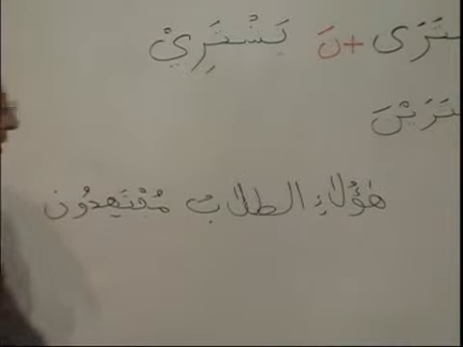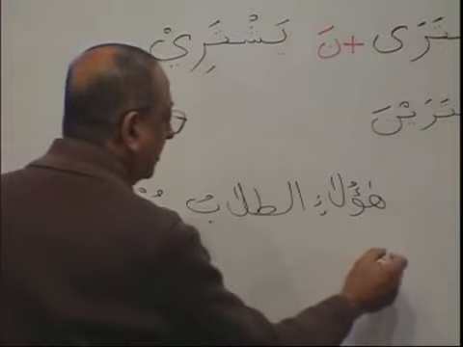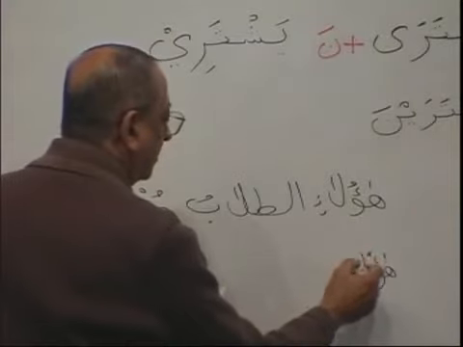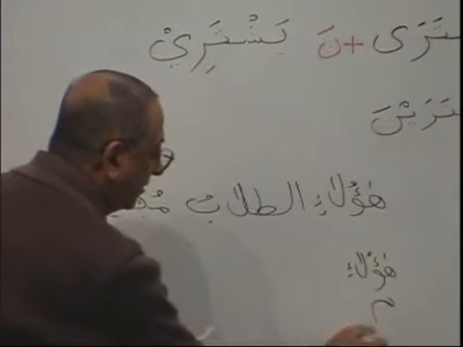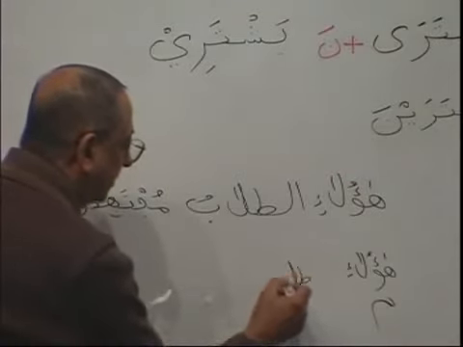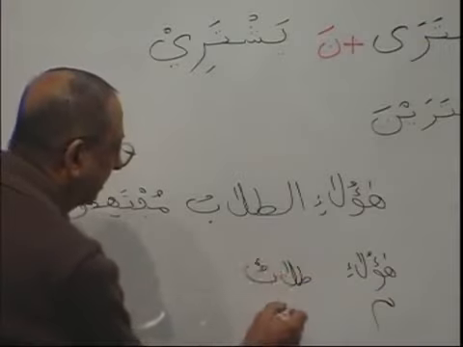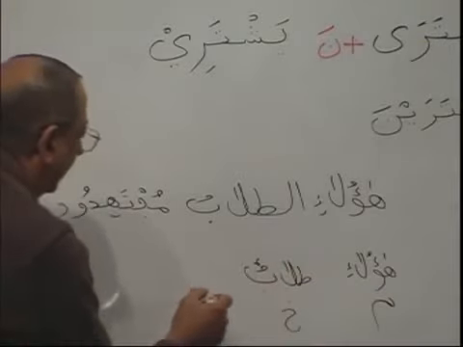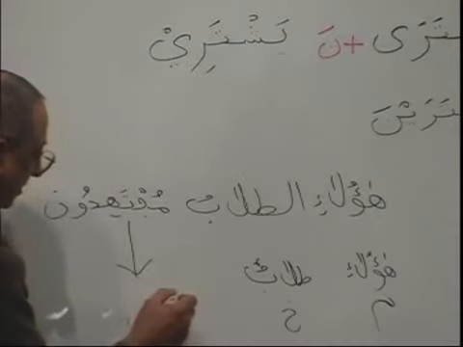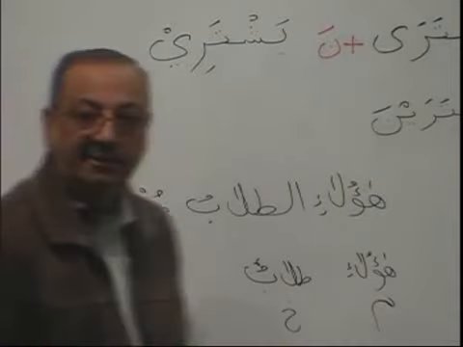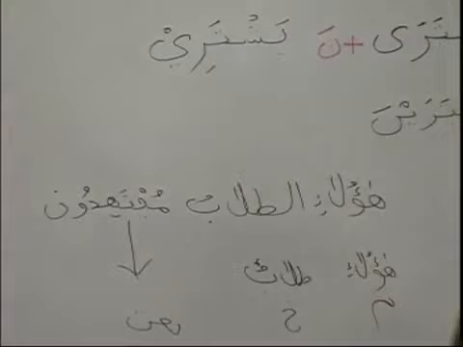But here it is: haulai mubtada, tulabun is your khabar, and then mujtahidun is your naat. Got the idea, brothers and sisters? Inshallah. Very good, brothers and sisters.